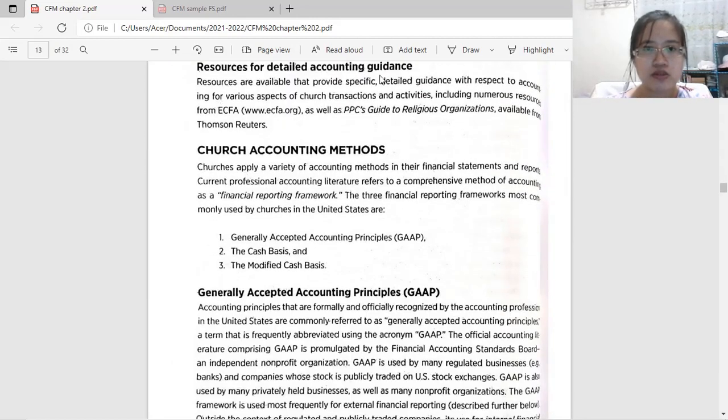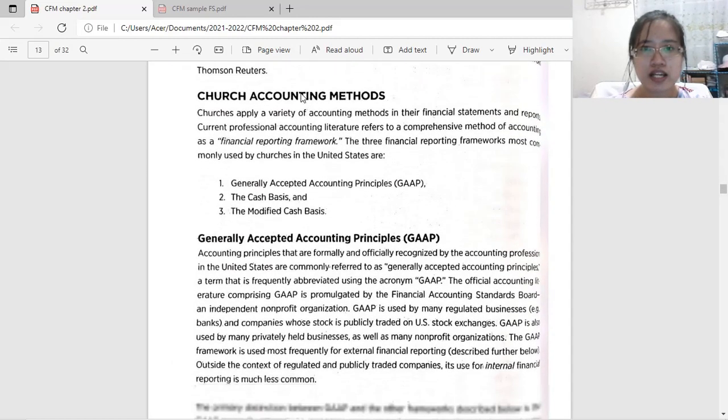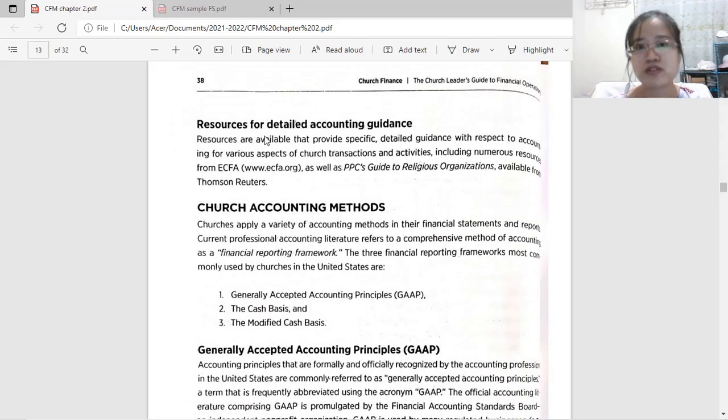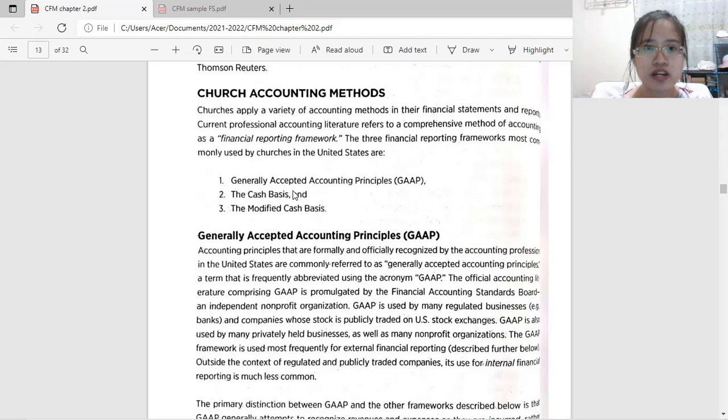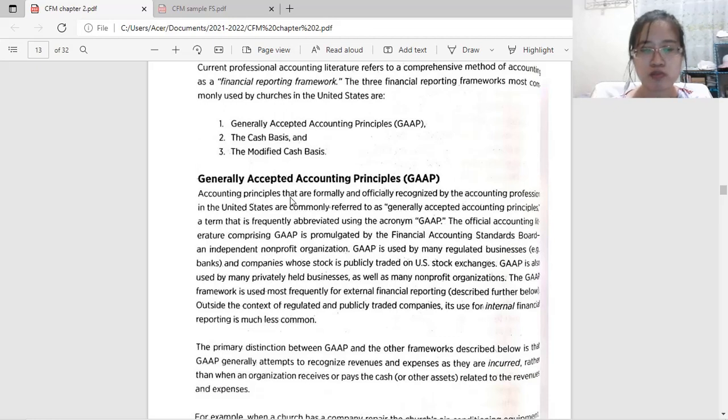And then you have other resources for detailed accounting guidance. If you want to learn more, you can just check out these resources. Next, we have church accounting methods. So we have GAAP, cash basis, and modified cash basis. Generally accepted accounting principles, essentially, these are not exactly standards, but what do you call that?